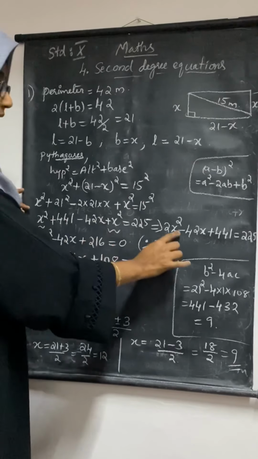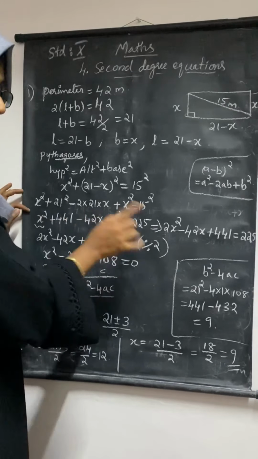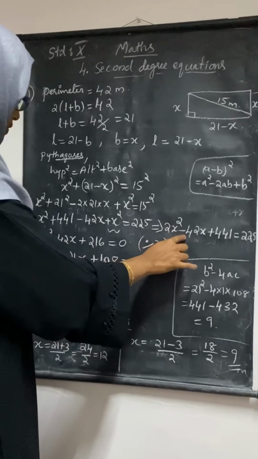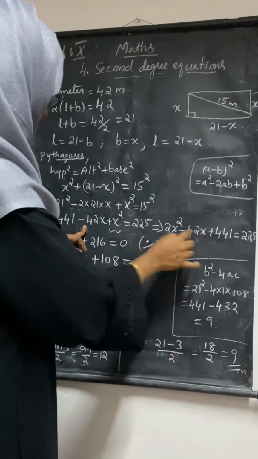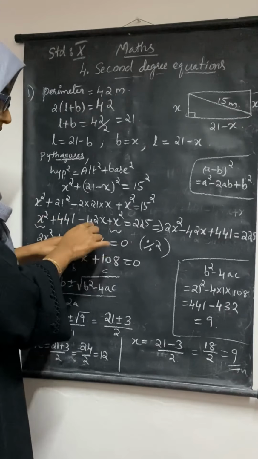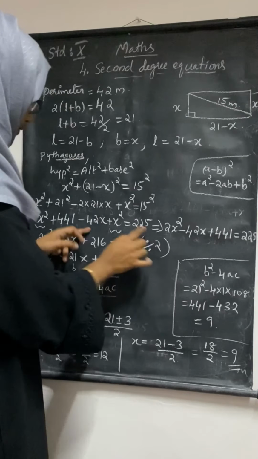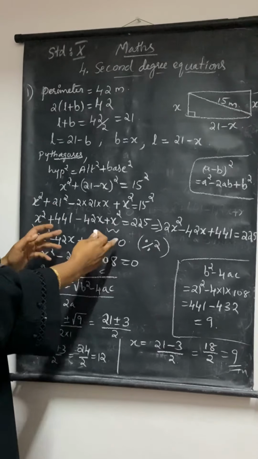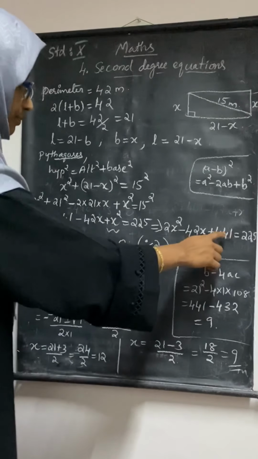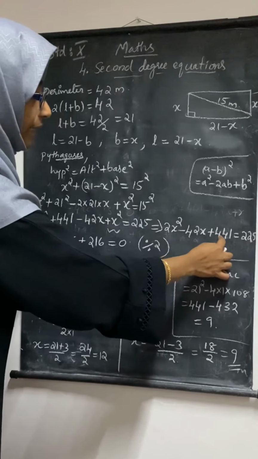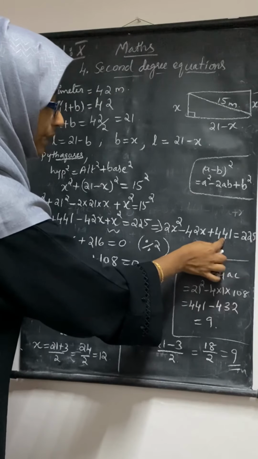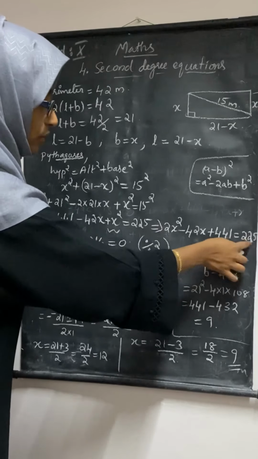Now, how many x square do we have? We have 2x square, so I am writing that here. We have to add the same terms together. 2x square, then the next term, minus 42x, plus 441 is equal to 225. I am just changing the places here. Now this 225 I can bring here, so that it will be minus, and these are all natural numbers.